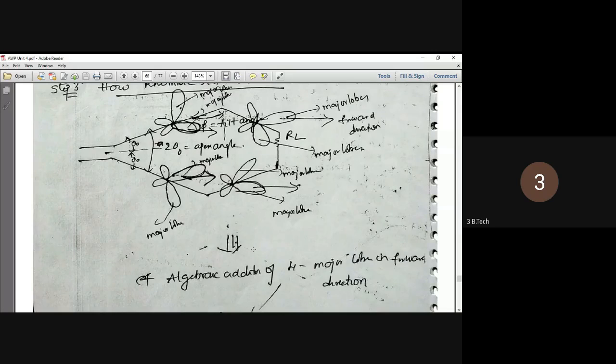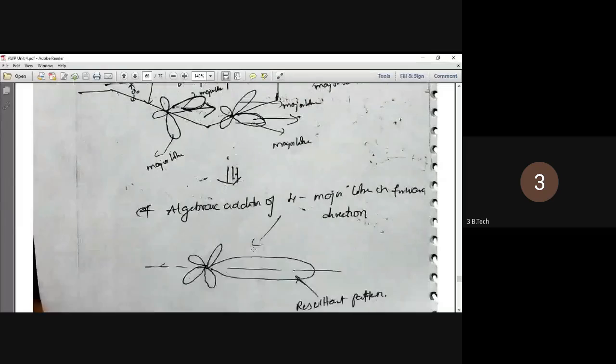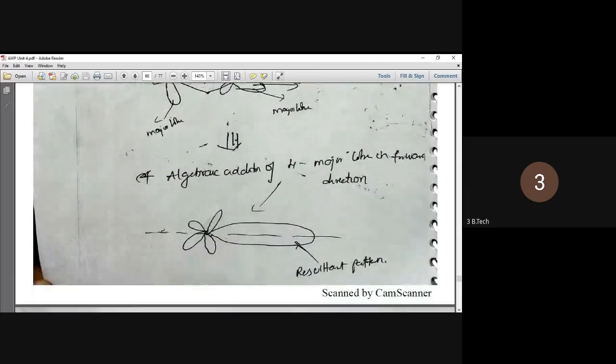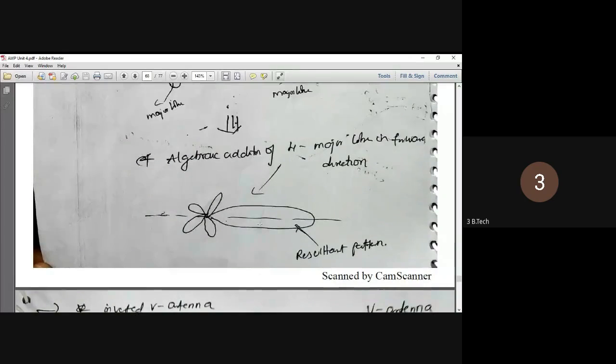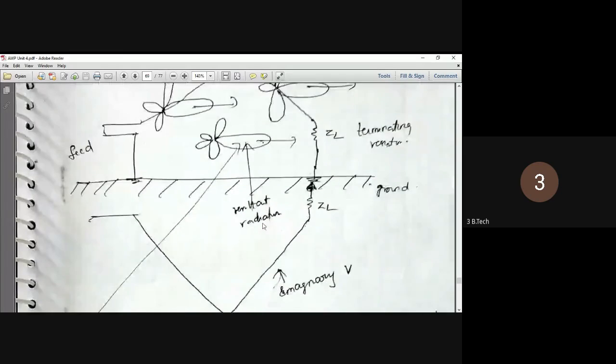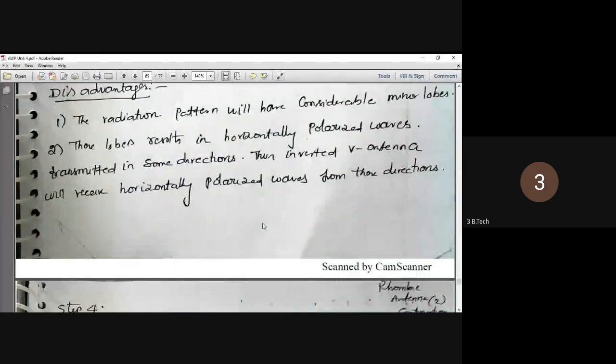So same condition, whichever the lobes which are in the forward direction, they will be added. Algebraic addition of 4 major lobes in forward direction. So while we add the lobes in the forward direction, you will be getting a unidirectional pattern. It is a resultant pattern with minor lobes. So up to now, we have seen this.